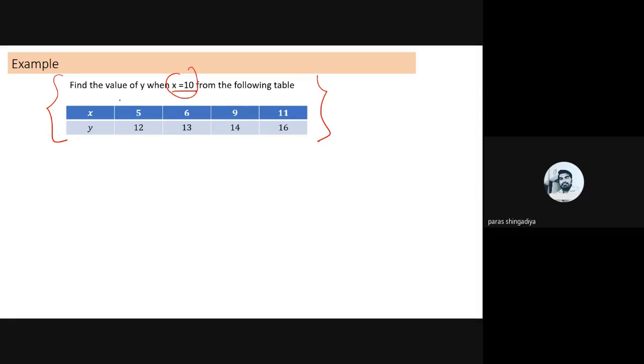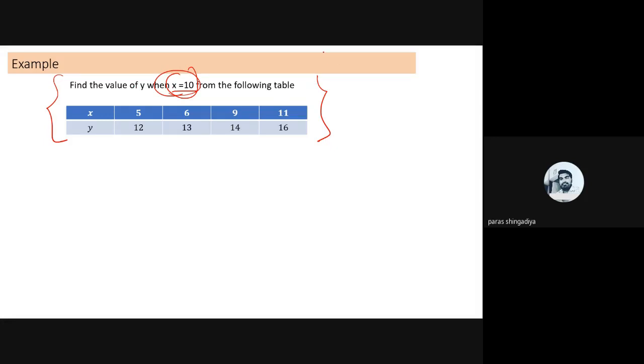So if it is equally spaced data, then you have two choices. One is Newton forward and the other is Newton backward. Then you can identify which value is given. If it is nearer to the starting, then Newton forward is suitable, and if it is nearer to the ending, then Newton backward is suitable, okay.